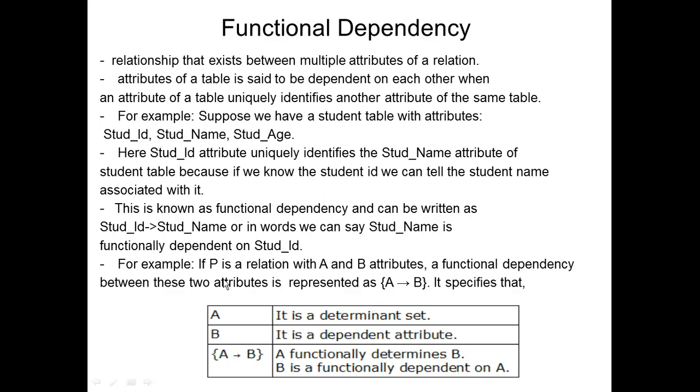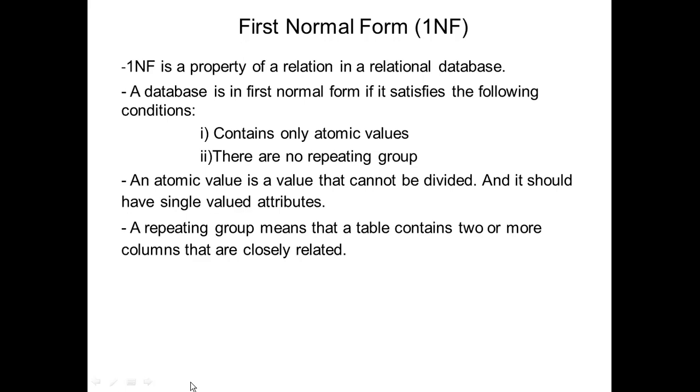For example, if P is a relation with A and B attributes, then in this case B is dependent on A, so B is the dependent attribute, A is the determinant set, and A arrow B means B is dependent on A and A functionally determines B. Now there are different normal forms under normalization: first normal form, second normal form, third normal form and BCNF, that is Boyce Codd normal form. Now we will see the first one, that is first normal form.